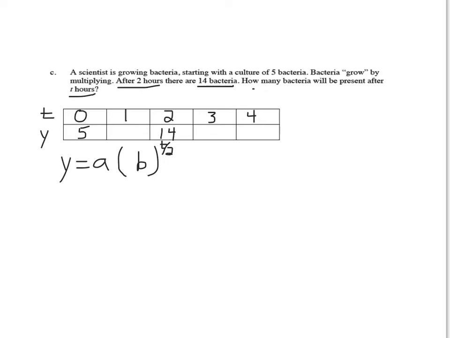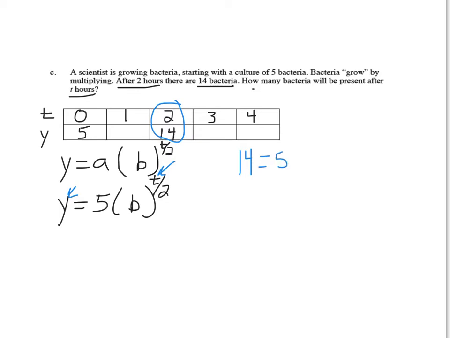My a value is 5. So my equation I know is going to look like this: 5 times b raised to the t over 2. Now let's try to figure out what b is going to be by using this second point that we have, 2 comma 14. So if t is 2, then my output happens to be 14. So let's write this as 14 equaling 5 times b raised to the 2 over 2.